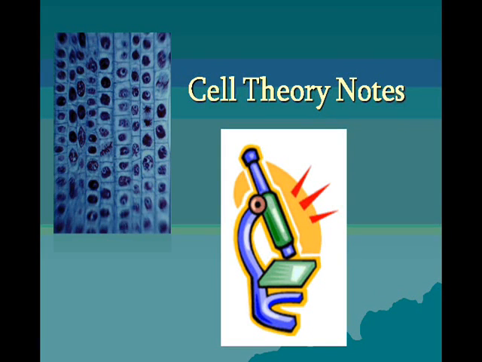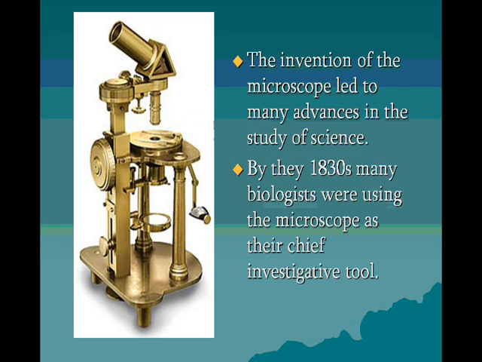This lecture is about cell theory and basic types of cells. The invention of the microscope was a huge advancement for science. It was a really big deal for scientists to be able to now see cells, because they had no idea what tissues were made of. They weren't able to see anything smaller than you could see with the naked eye.